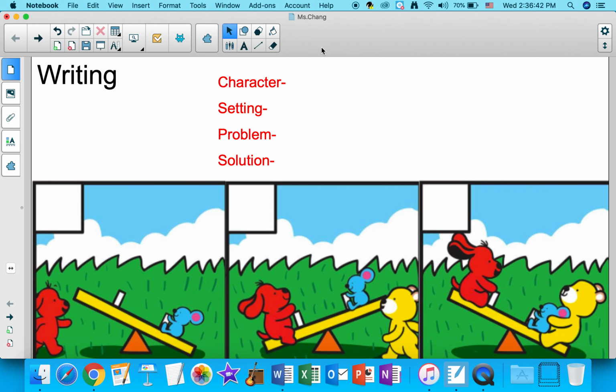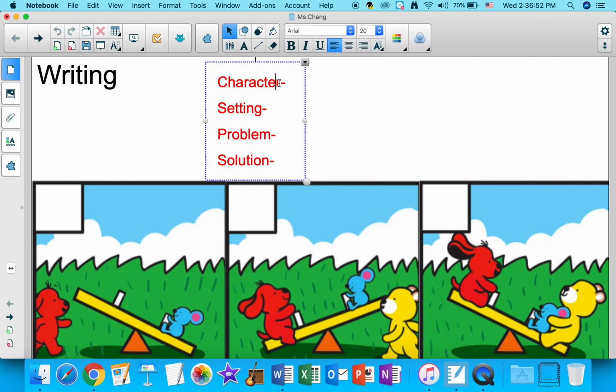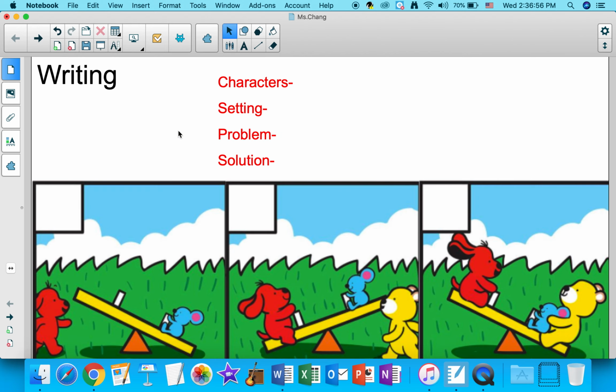Hi friends, your job today is to write a story. Before you begin to write your story, make sure you identify your character or characters. I'll change this to characters because the picture shows more than one character. Okay, so make sure you identify characters, make sure you identify the setting, share when your story takes place and where your story takes place.